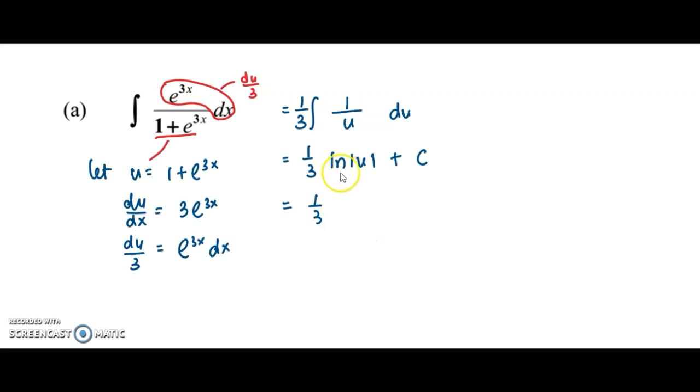And the final answer, we're not going to leave it in terms of u. We actually need to substitute back u as 1 plus e to the power of 3x. And I'm going to put this in a modulus because I want to make sure it is always positive. Okay, so this is the answer.